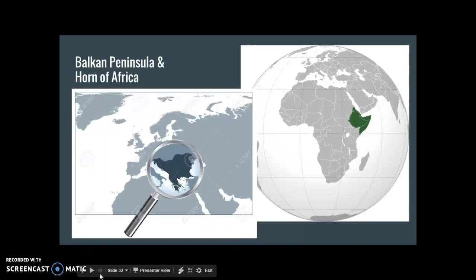All right, two other places, different areas of the world. We have the Balkan Peninsula, which is right here. This is Italy. This is Europe, Asia. Here's your Arabian Peninsula. This is Africa, Northern Africa here. So this is the Balkan Peninsula in this area. And then you have the Horn of Africa, which over here is identified by this green area here, okay?